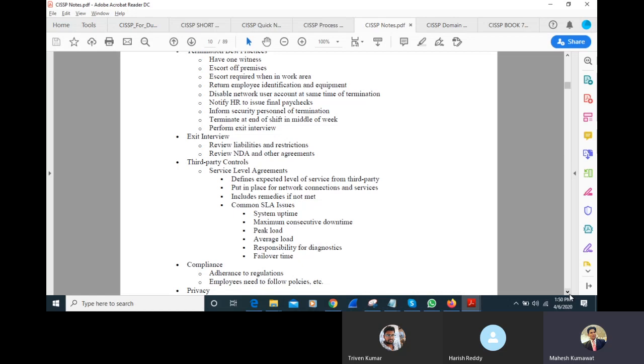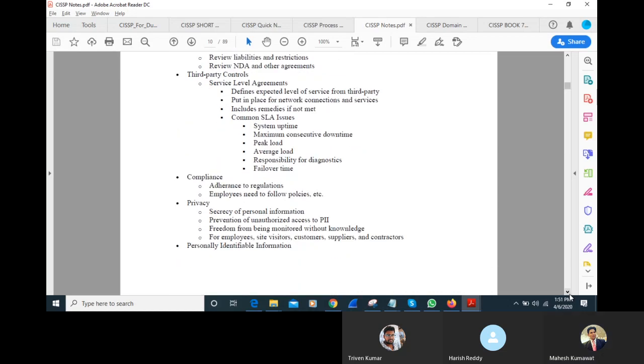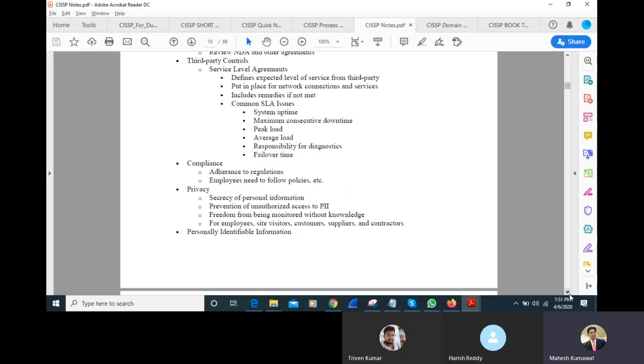Third-party controls: service level agreements are all about defining the expected level of secure service at the third party, covering network connections and other services. They include remedies if not met. Common SLA issues: system uptime, peak load, average load, responsibility of diagnostics, failover time, maximum calculated downtime, and compliance. Compliance means adhering to regulations; employees need to follow policies, etc.